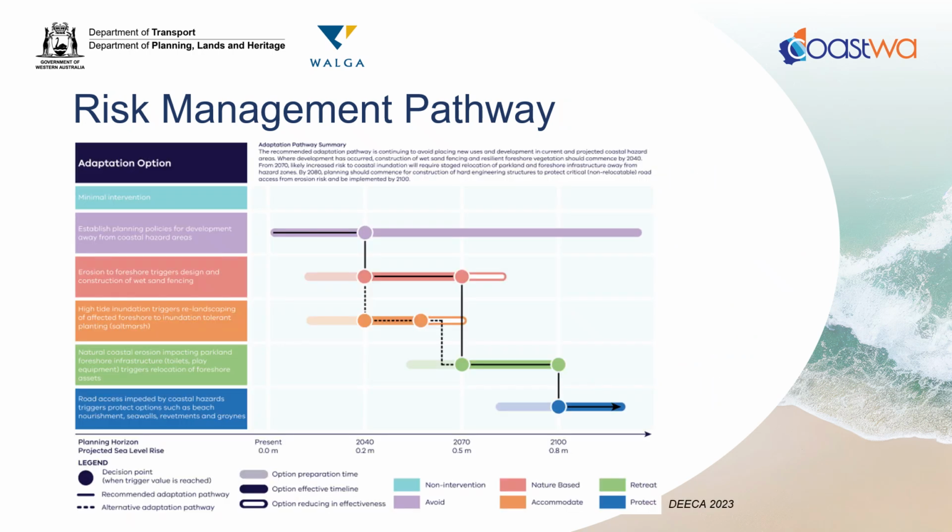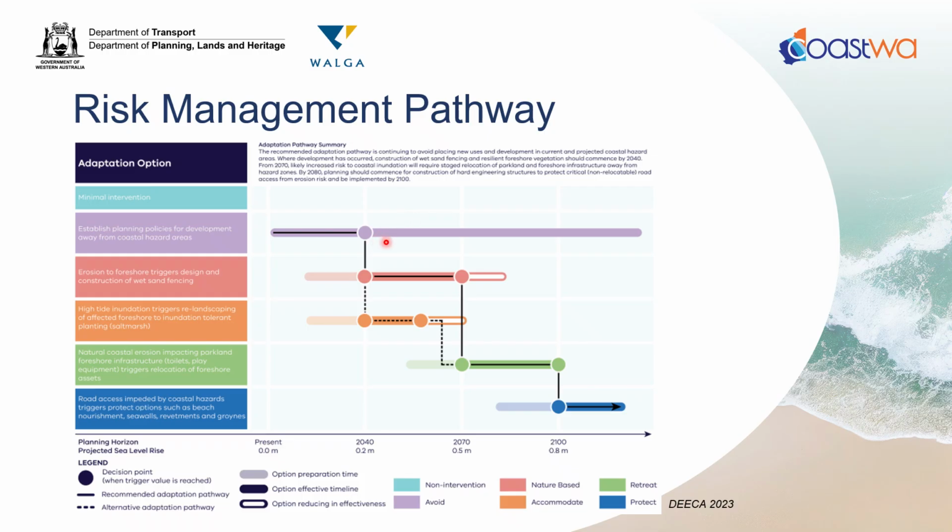So shown on the figure here is an example of a risk management pathway. Over on the left-hand side are a range of adaptation options which have been determined to be appropriate for this particular location and issue. On the bottom axis here is time, passage of time, and associated with that time the expected increases in sea level rise. And then what we've got here are our range of adaptation options and pathways which are appropriate.